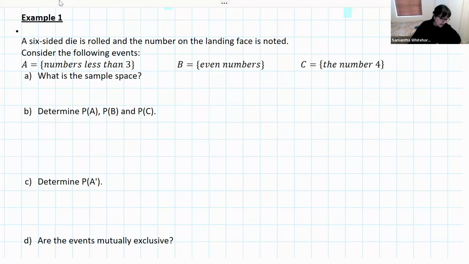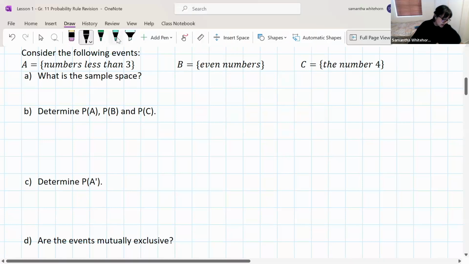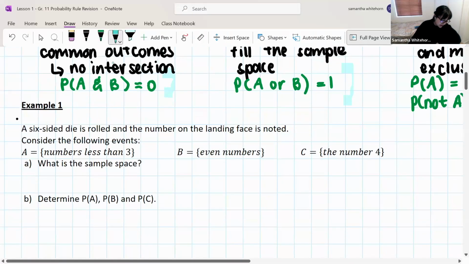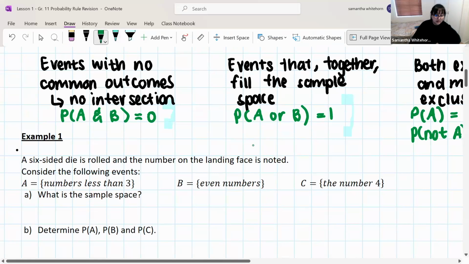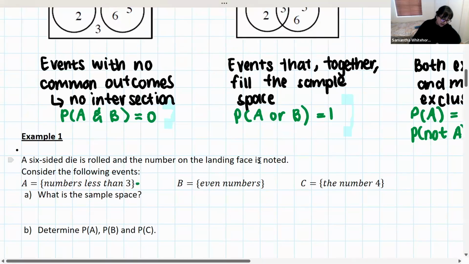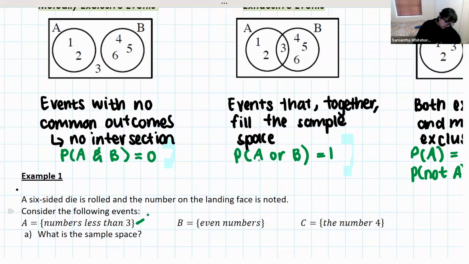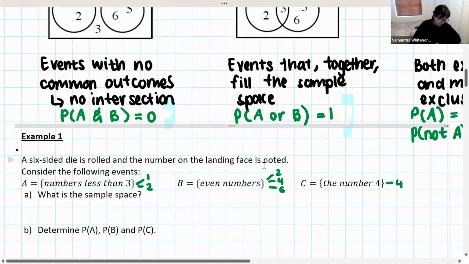So before we get into any of these questions, what I first want to do is make sure we know what events are in each of these. So a number less than 3 on a die or dice would only be the numbers 1 and 2. Those are the only 2 numbers less than 3. Even numbers would be 2, 4, and 6. And obviously the number 4 is just quite literally the number 4.